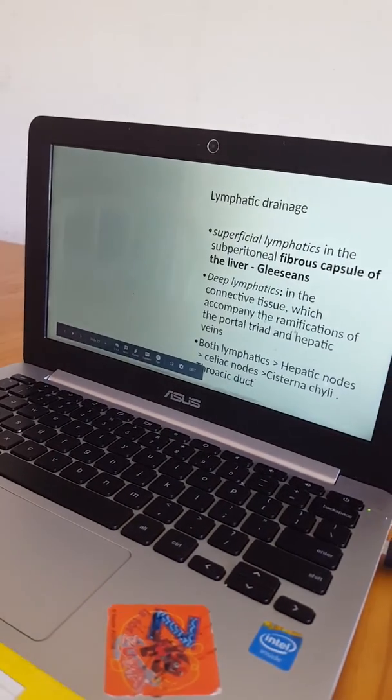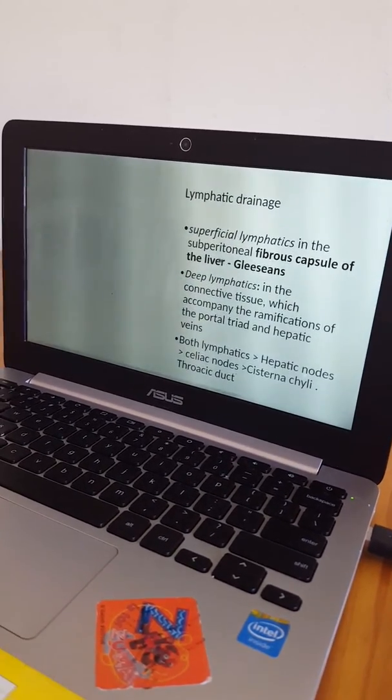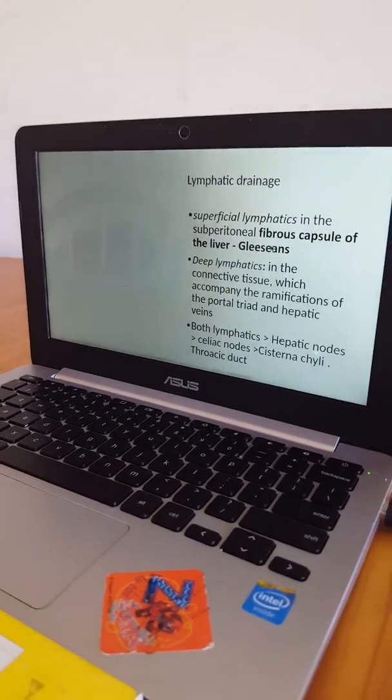So lymphatic drainage. Superficial lymphatics are in the subperitoneal fibrous capsule of the liver.